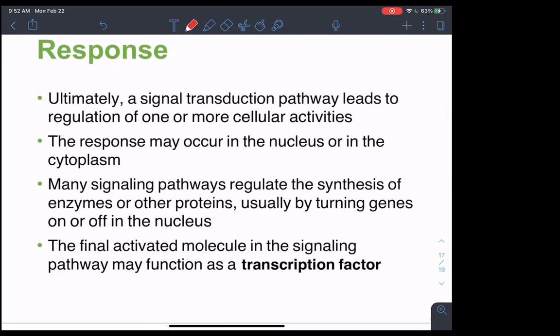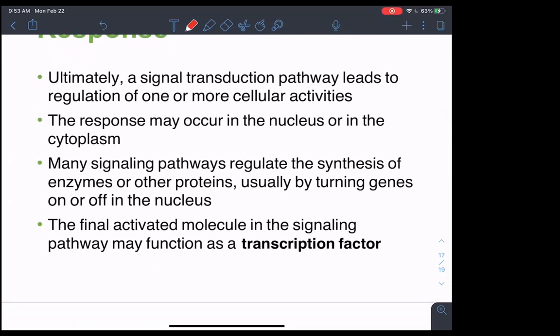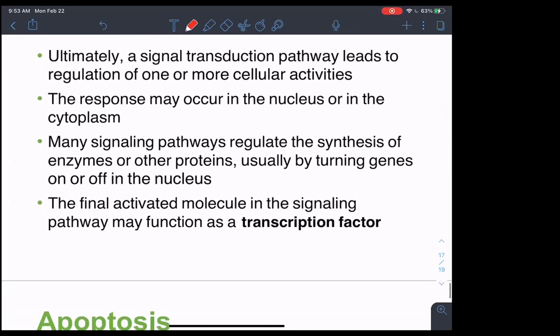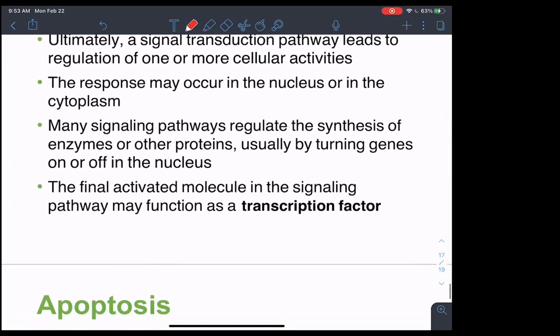And then the response, ultimately, that signal transduction pathway is going to lead to some type of one or more cellular activity. And the response can occur in the nucleus or the cytoplasm. So it could be something that needed to happen within the nucleus, or it could be something that needed to happen within the cytoplasm. So those signals can create an activation in either area. Many signal pathways are going to regulate the synthesis of enzymes or other proteins, and this is usually done by turning genes on or off in the nucleus. So the final activated molecule in the signaling pathway may function as a transcription factor.